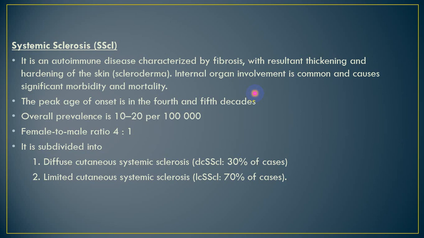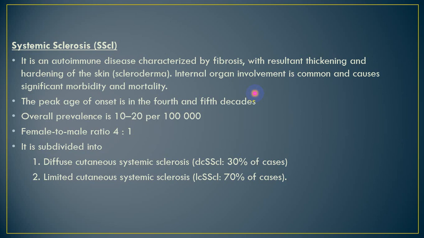So it is an autoimmune disease characterized by fibrosis, which results in thickening and hardening of the skin, which is the main system to be involved. That is why sometimes we call it scleroderma, because of skin fibrosis and hardening. But internal organs can also be involved, and it's common, and internal organ involvement is one of the main causes of morbidity and mortality.